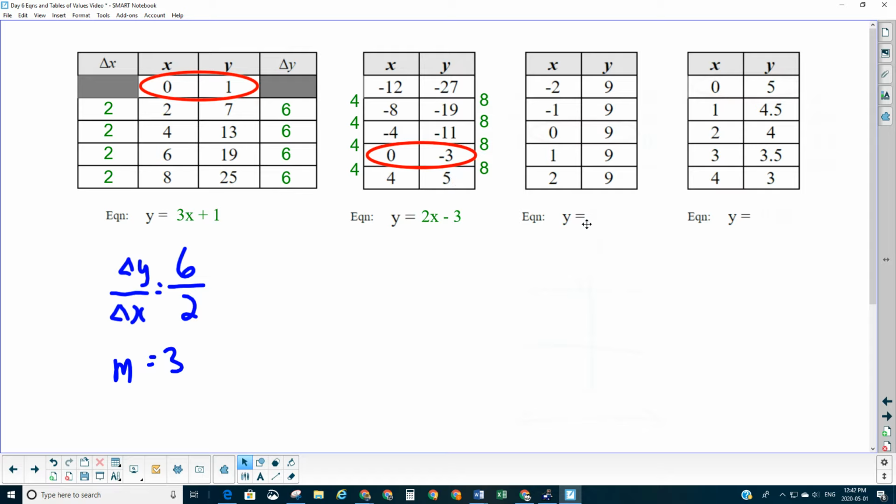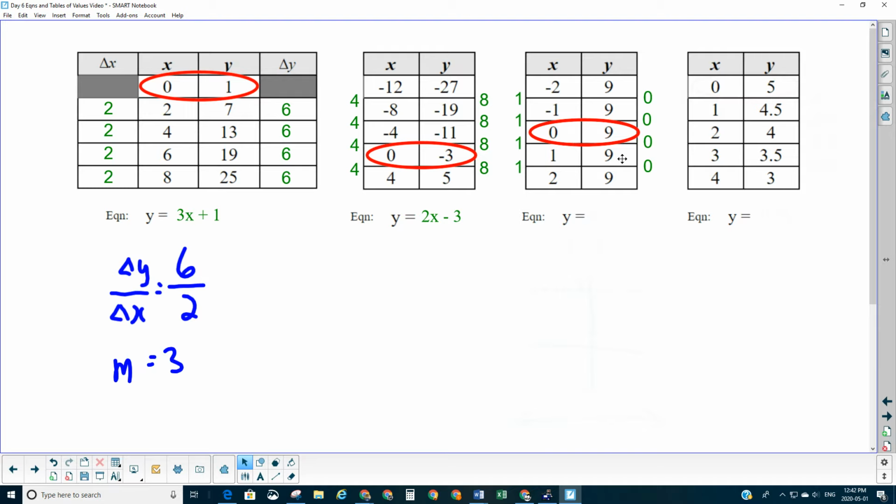Okay, let's move on to the next one. Okay, we're back to the delta x's going up by 1, so that's good. So we don't have to worry about any division. But this is interesting, going from 9 to 9 to 9 to 9 to 9. That is all the first difference of 0.